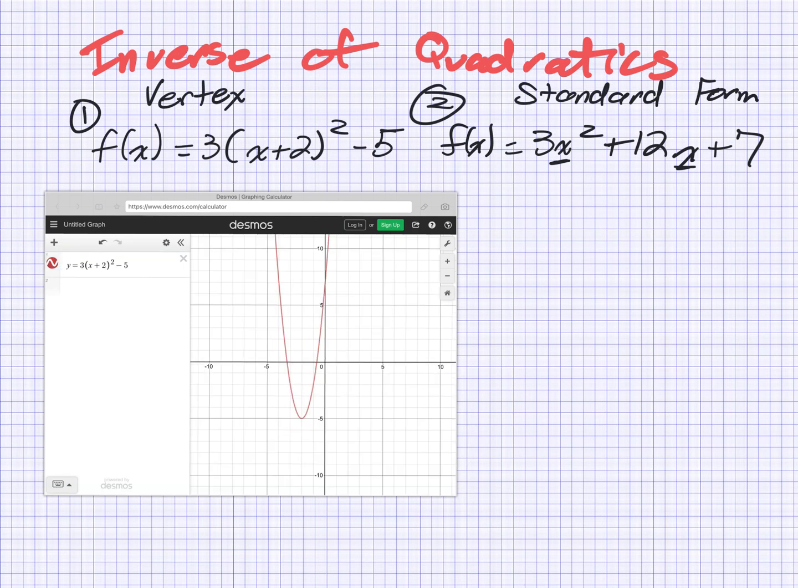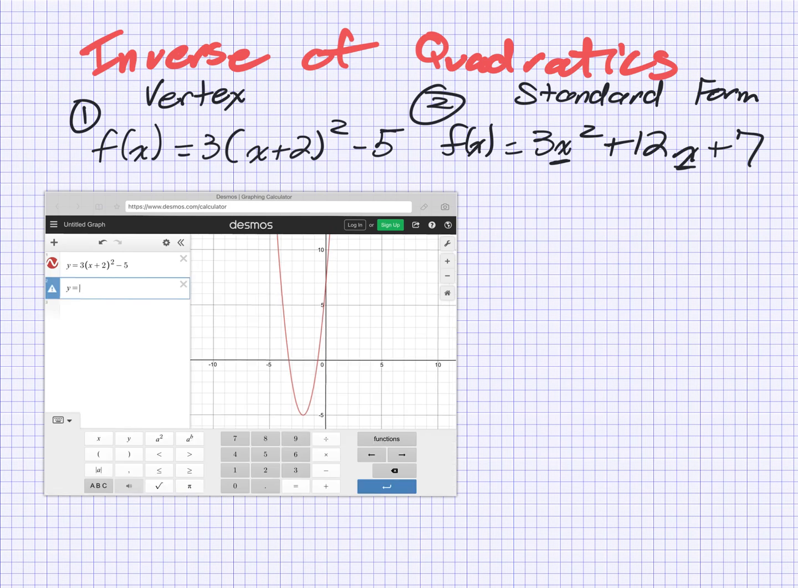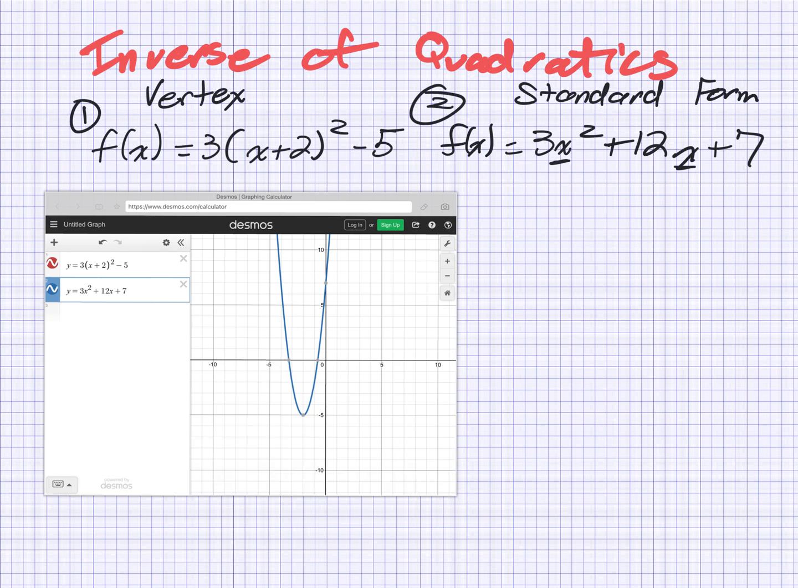Okay. And y is equal to 3x squared plus 12x plus 7. Oh, thank goodness. Okay, if you notice on here, these actually represent the same equation. It's just a different form, okay?